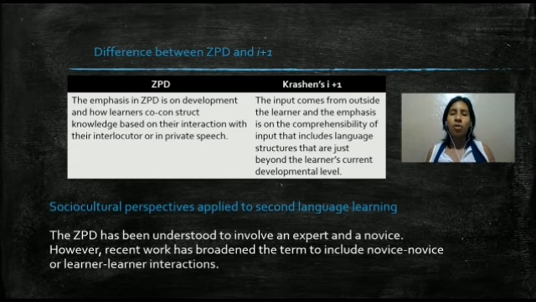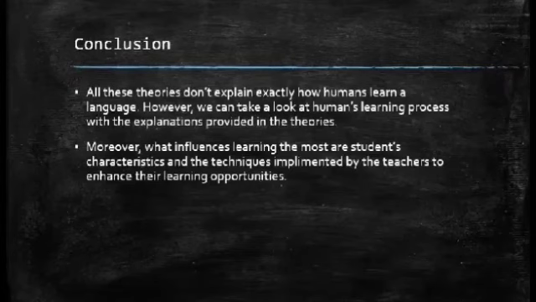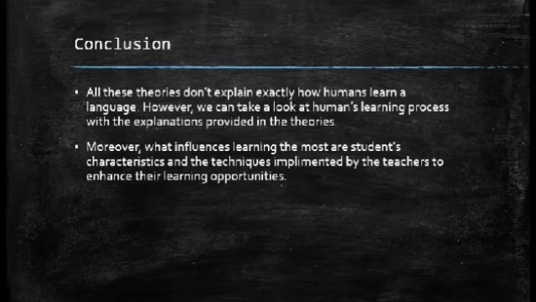In conclusion, all these theories don't explain exactly how humans learn a language. However, we can take a look at humans' learning process with the explanations provided before in the theories. Moreover, what influences learning the most are students' characteristics and the techniques implemented by the teachers to enhance their learning opportunities and their learning process.